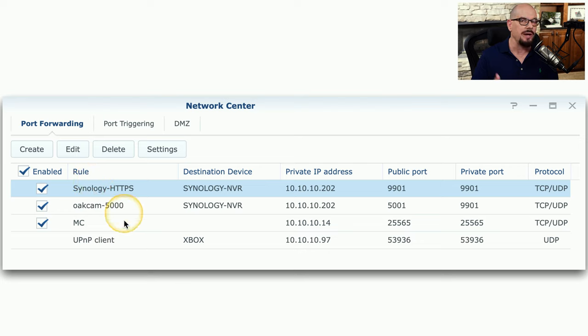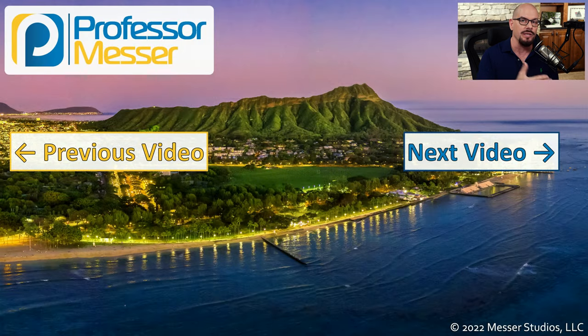Not only have I created a number of static port forwards inside of my SOHO router, you can see that this router also has Universal Plug and Play still enabled. And when I look at the rules, I can see that there is a rule currently active because there's a gaming device on this network that is communicating to the rest of the internet using port forwarding that is created dynamically using UPnP.